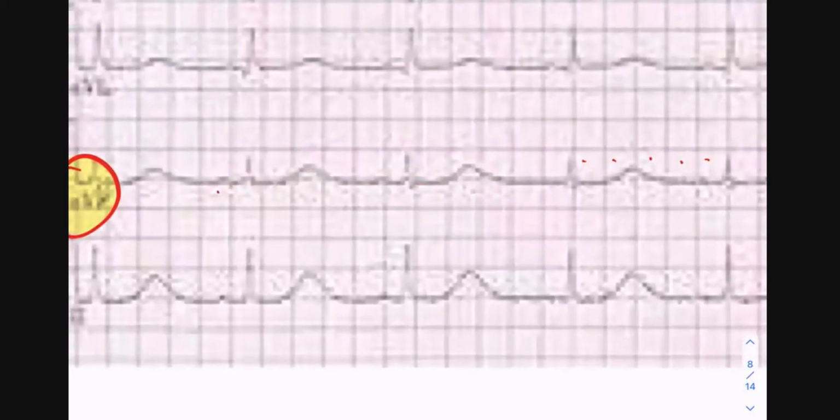So your PR is within one big box, which looks good, but your QT is actually much bigger than 2 big boxes. It's almost 3 big boxes. So this is your long QT. Okay, this is your long QT.